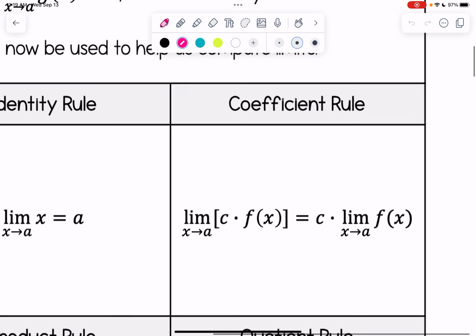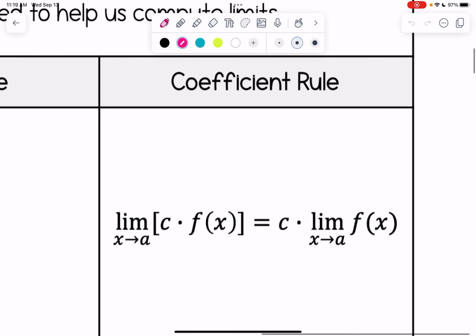The coefficient rule, here's one of the rules we're going to see frequently. It's the limit as x approaches a of c times f of x. Notice c is the coefficient of the function. And that's basically equal to c times the limit as x approaches a of f of x. It's almost like we're pulling that c, that coefficient, out in front.